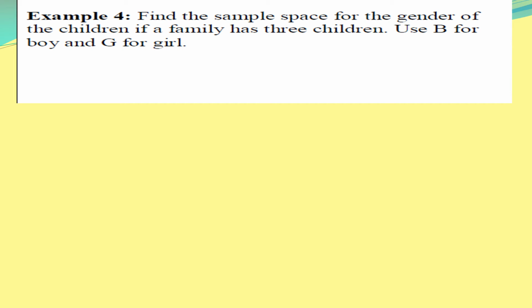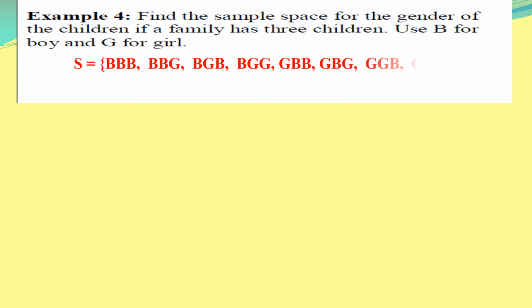Example number 4. Find the sample space for the gender of the children if a family has 3 children. Use B for boy and G for girl. So, here are the elements of the sample space.